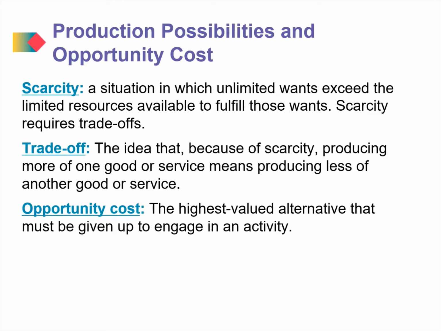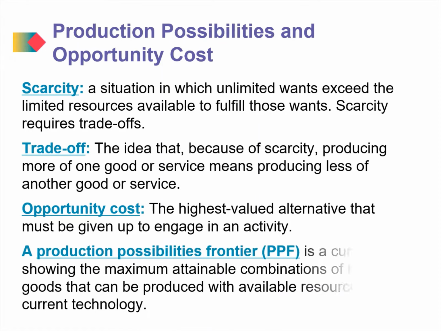In this activity, the highest valued alternative that you must give up is an opportunity cost. I will show how to calculate opportunity cost in a production possibilities frontier. The production possibilities frontier is a curve showing the maximum combination of two goods that can be produced by a country or a firm with a given available resources and current technology.